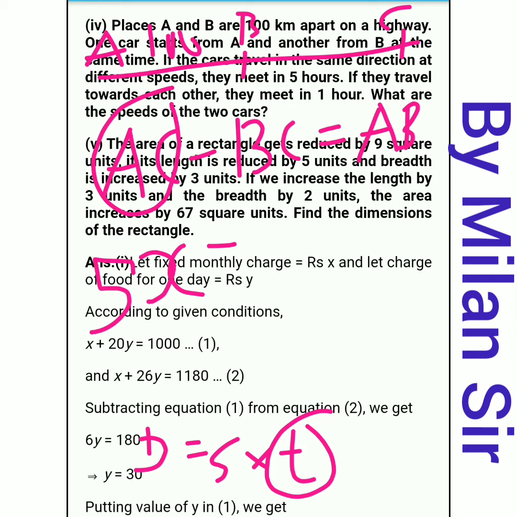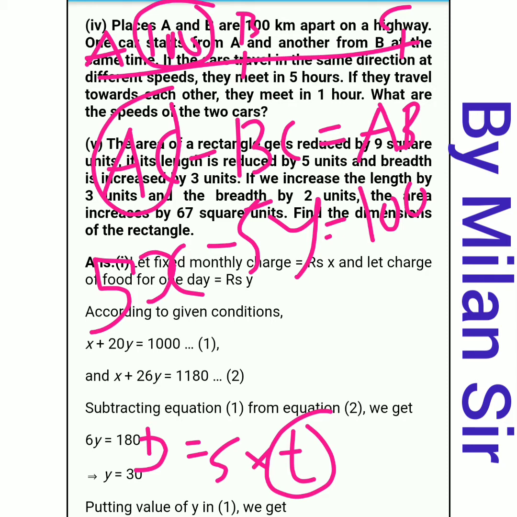Now BC means what? The distance covered by car B. The speed of car B is y, and again time is the same, 5 hours. So the distance covered by car B is equal to 5y. Now AB we know is 100, because A and B are 100 kilometers apart.